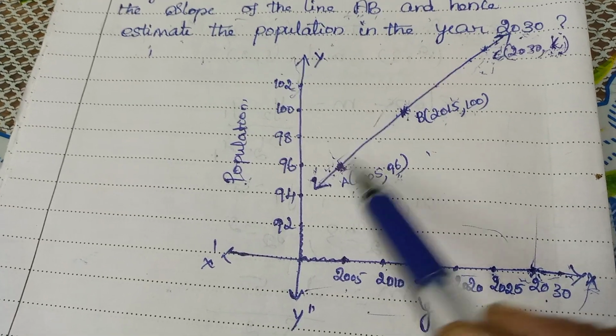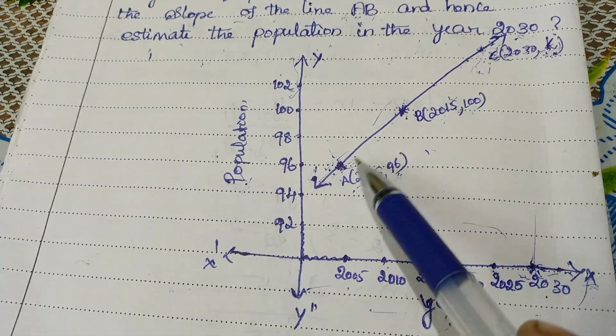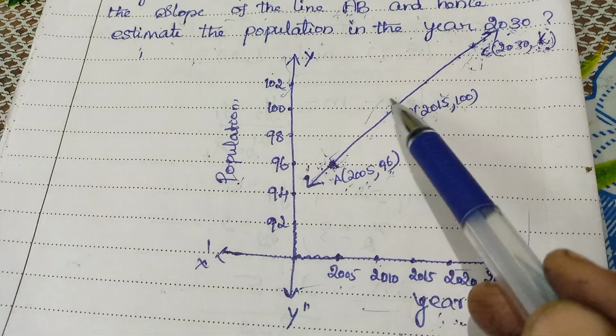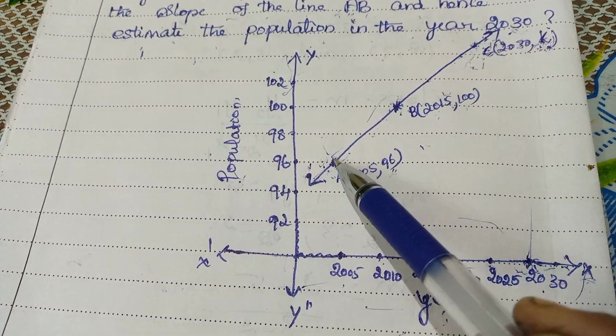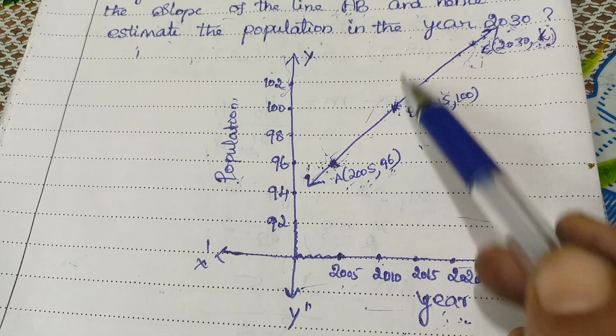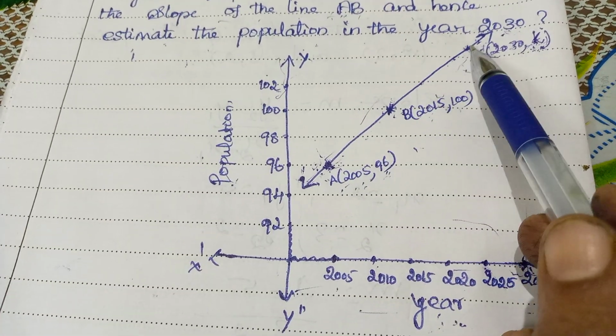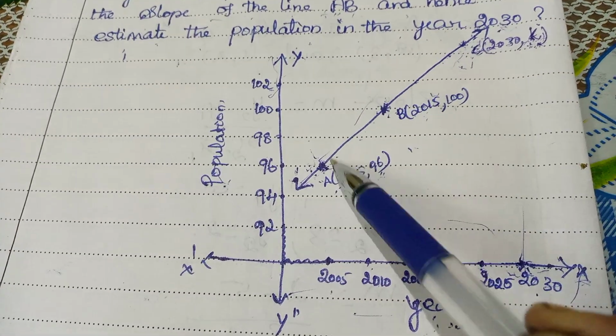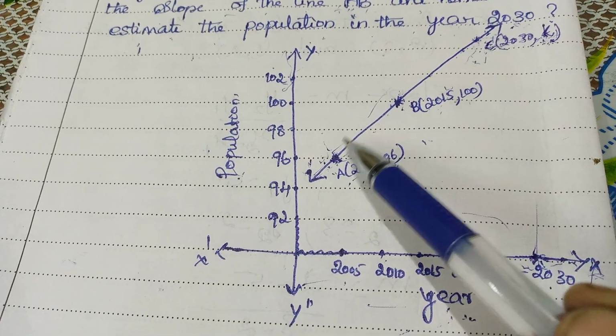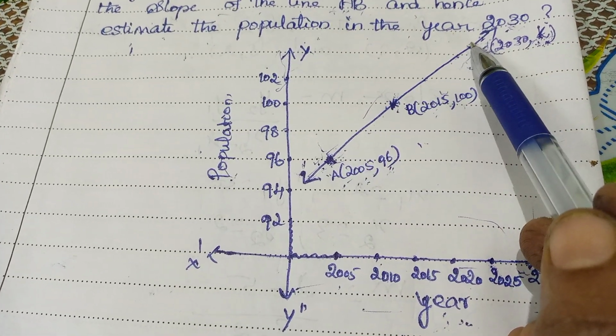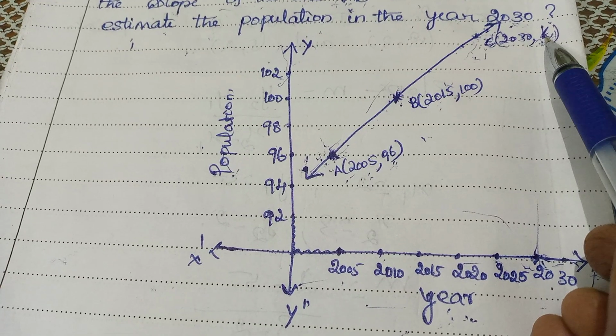See here, A, B, C lie on the same straight line. So we can say A, B, C are collinear. So slope of AB, slope of BC, slope of AC will be equal. Understood? Okay, we have to find the unknown value K.